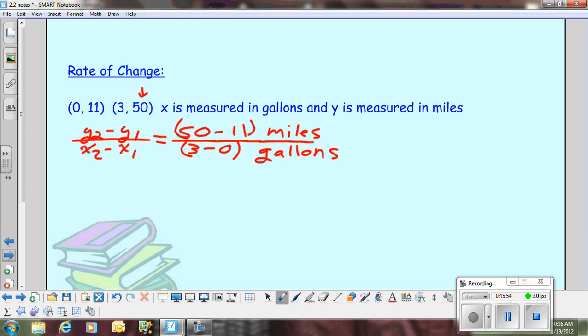So let's simplify. 50 minus 11 is 39, over 3, which is 13. That's 13 miles per gallon. You've got to put gas mileage, MPG. Anytime it says per, think fraction. Miles per gallon is miles over gallons. And that is the end of our notes for today.